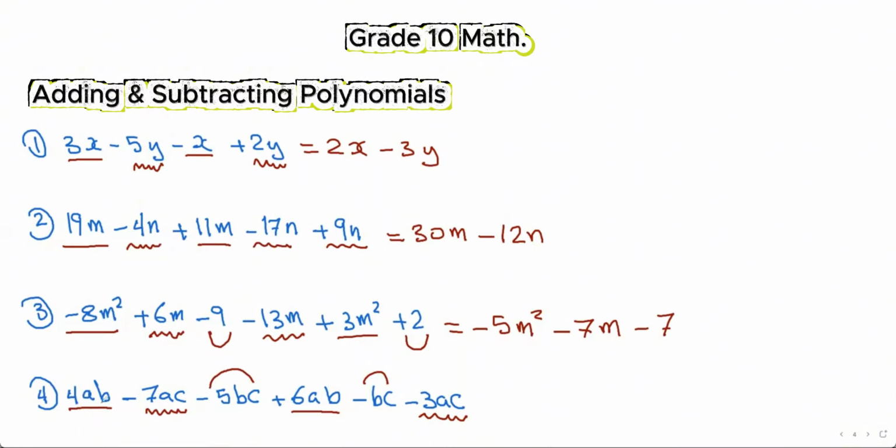So now I go 4AB plus, because this is the like term with it, 6AB, that gives me 10AB. And then I go negative 7AC, and this is the wiggly line here. So negative 7AC, jump over, and then minus 3AC, that will give me minus 10AC. And then the hat here is negative 5BC, jump over here, minus 1BC, that gives me negative 6BC. And that's how we add and subtract monomials.